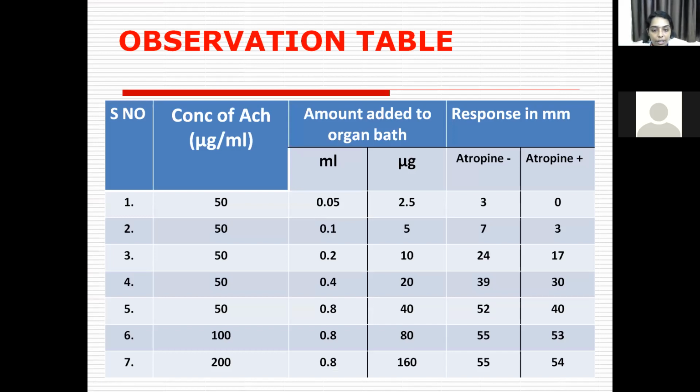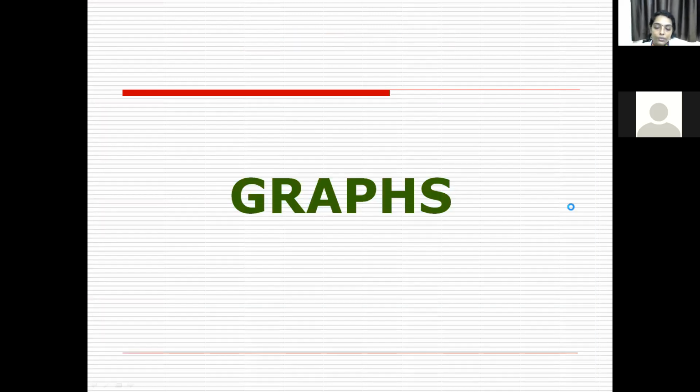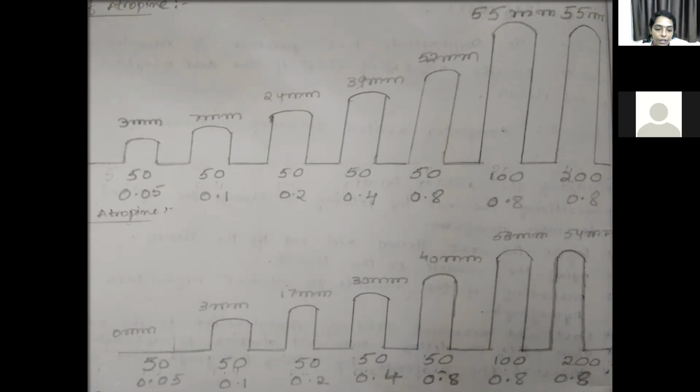You take the same concentration of ACH, but before giving ACH, you give atropine. You give a dose of atropine, and then you start giving the same concentrations of ACH. It will be the same doses. Now again you will plot the response. So here see, for the same 0.05 ml of ACH which produced 3 mm response before, it is nil response here because you have given the competitive antagonist atropine.